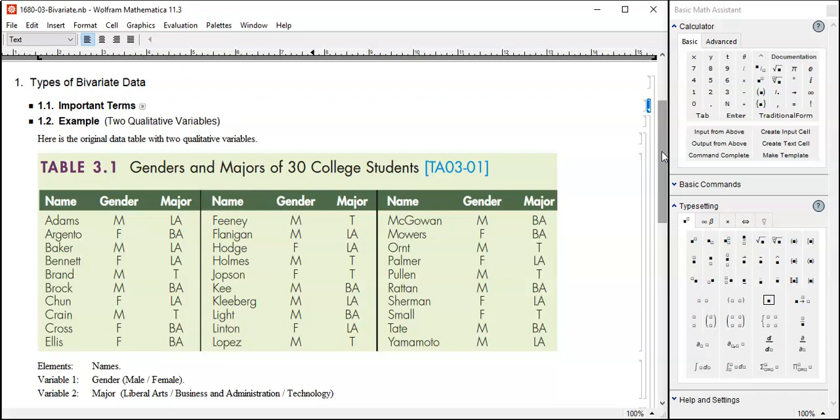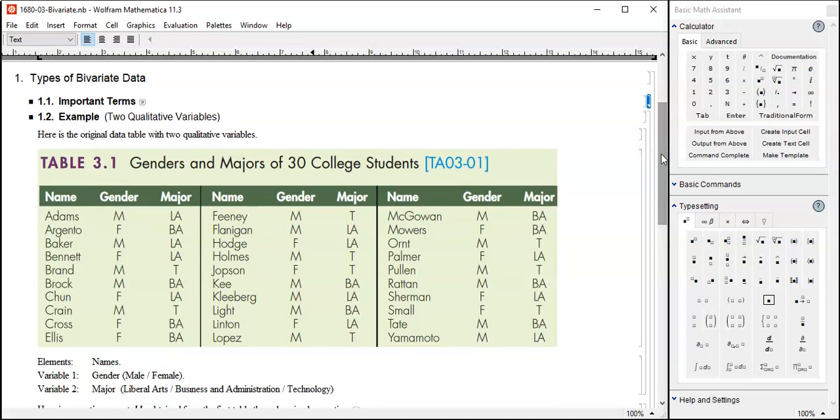Now we have two qualitative variables here, gender and major. For gender, we have male or female. Major, well, in a real university, there must be some large number of majors, but this is a classroom example, just a hypothetical group of 30 college students. So let's keep it simple. Let's just consider three majors: liberal art, business and administration, and technology. So we have two categorical or two nominal variables here.